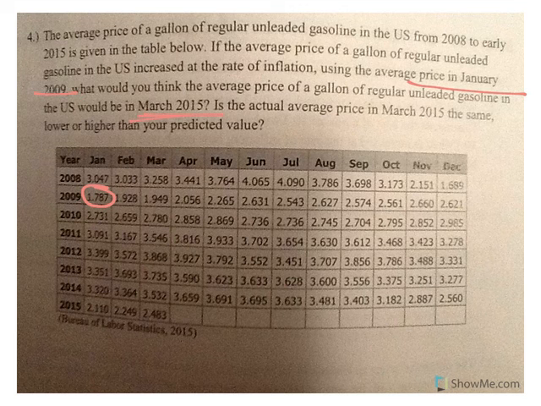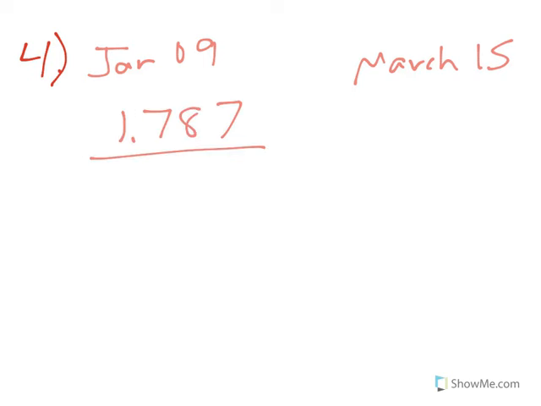So notice we're being very specific about what time periods we're using. So this is the actual, and again we're going to have to find the estimated. So I'm using January of 09 and March of 15. So when I set this up, I've got 1.787, and yes, you want to use all of those.